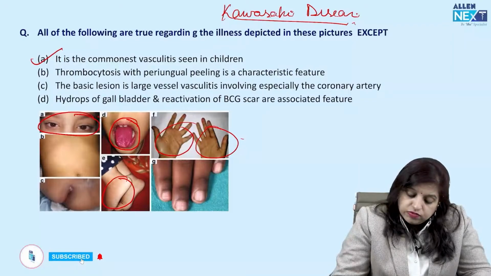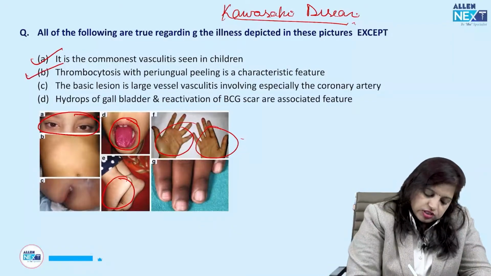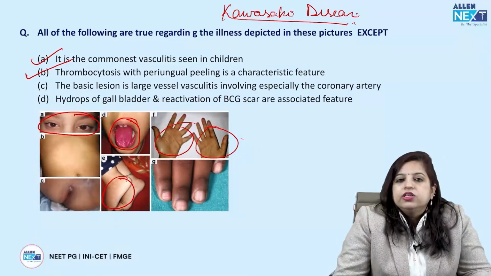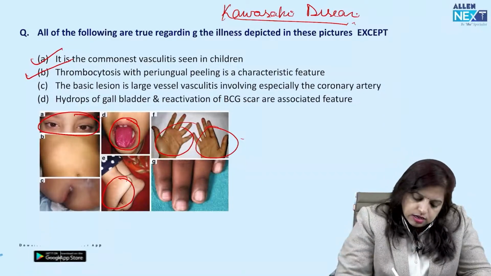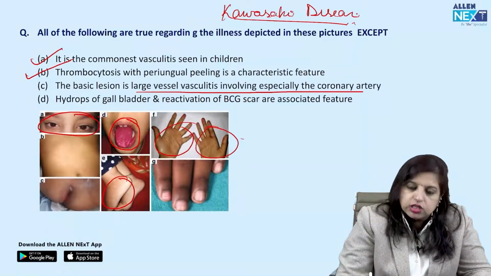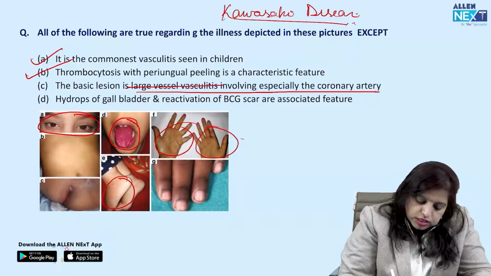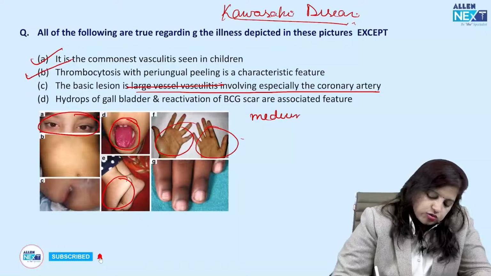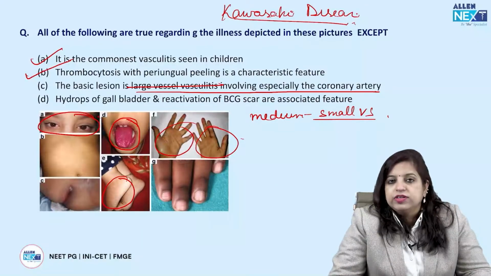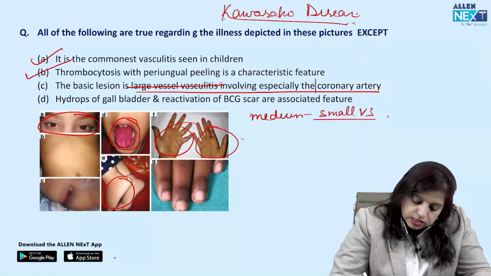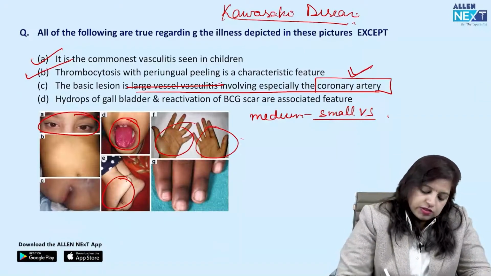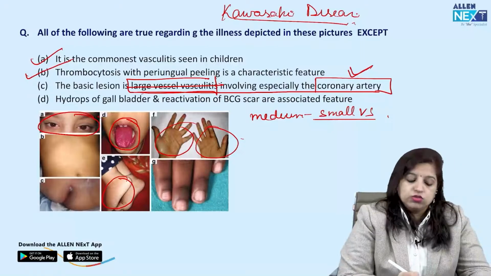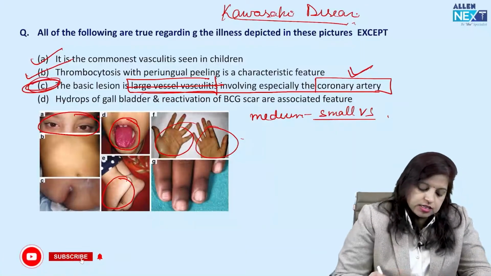Thrombocytosis with periungual peeling is a characteristic feature. This is also correct. The basic lesion in this case is a large vessel vasculitis involving especially the coronary artery. This is a wrong statement. Why? Because this is a medium to small vessel vasculitis. Remember this, because even the coronary artery comes in the medium vessel, right, category. So definitely this involves the coronary artery. This is correct. But the first part of the sentence is incorrect. So that is why this is our answer in this case.